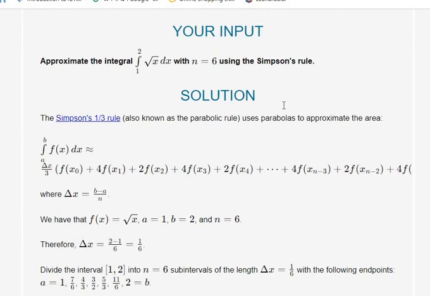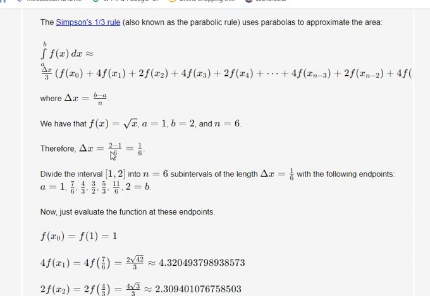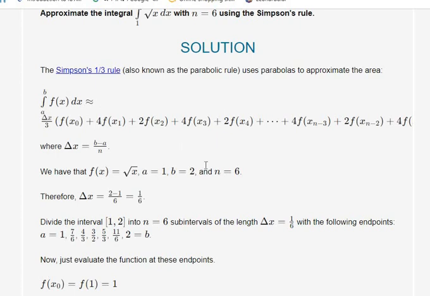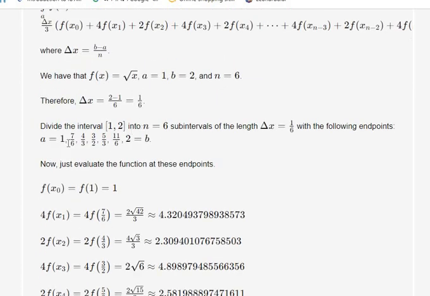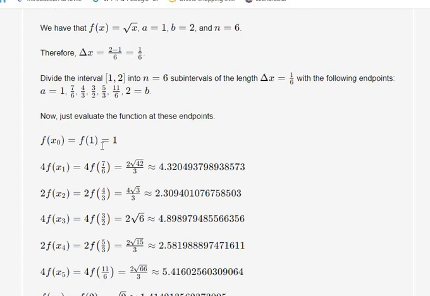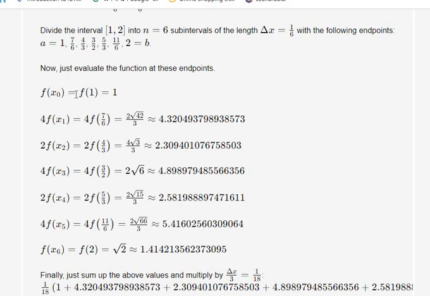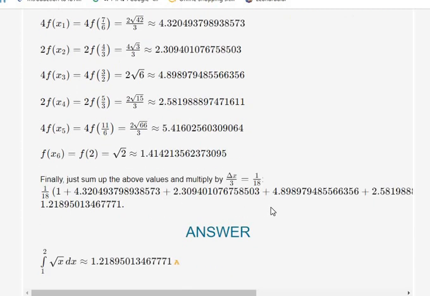Again, the formula is simply calculated, as the limit is b minus a, 2 minus 1, by 6. So h or delta x is 1 by 6. So the interval will be divided into 1 by 6 terms. Then you get the values of the function corresponding to the x values, x0, x1, x2 up to xn, and then add all of this.